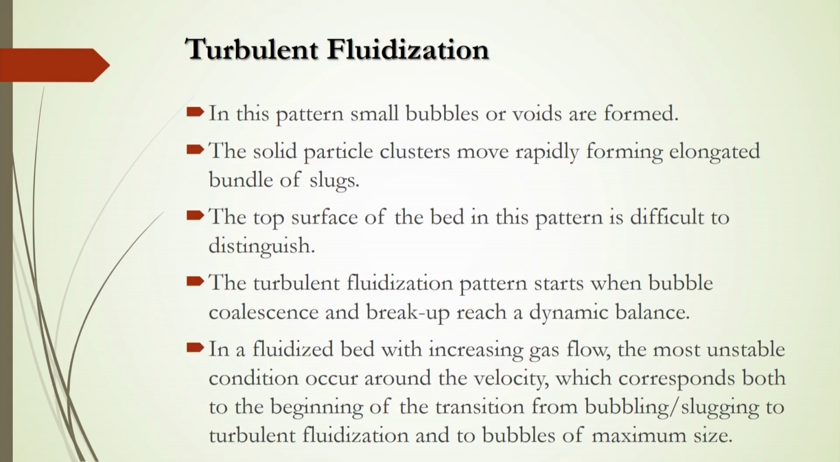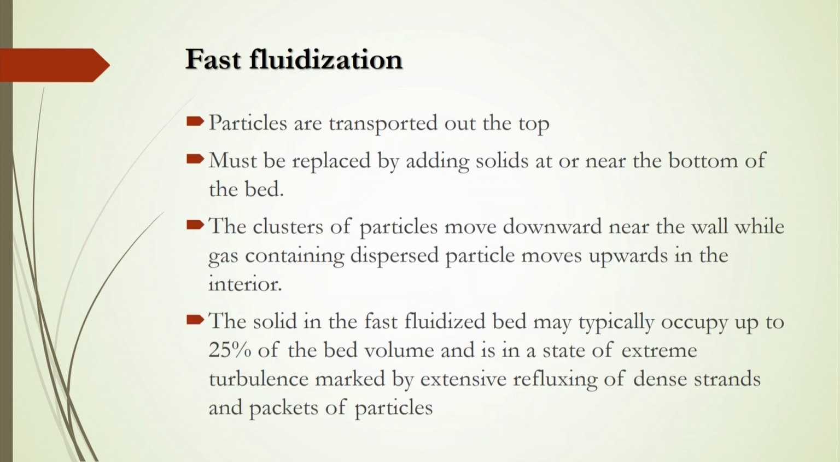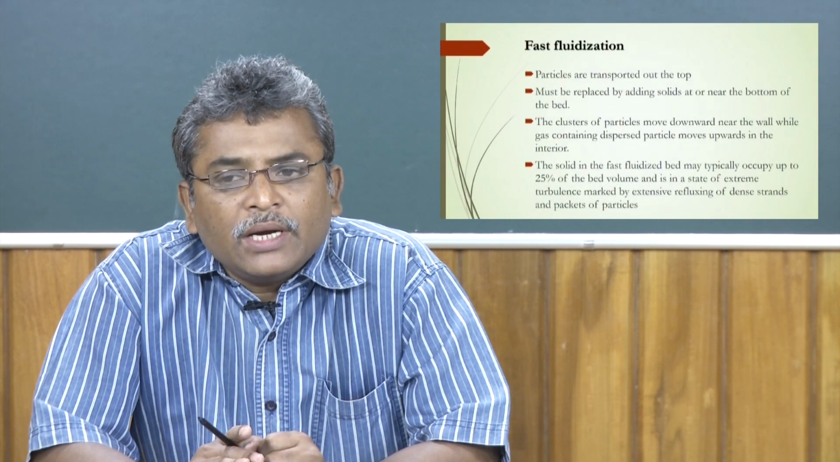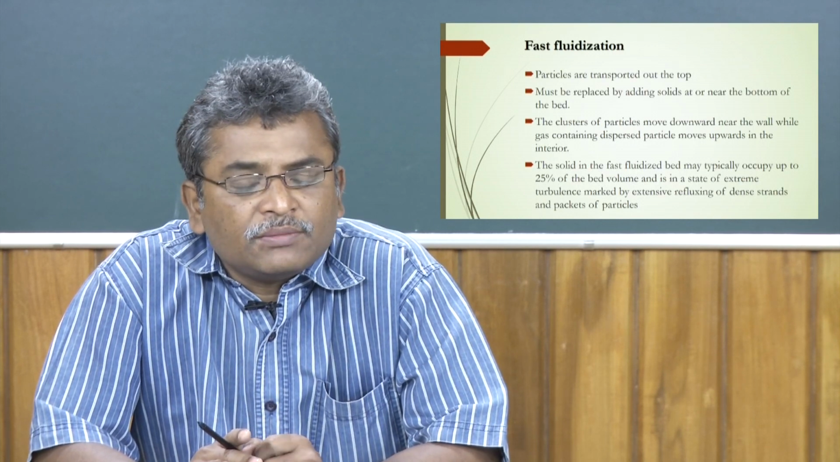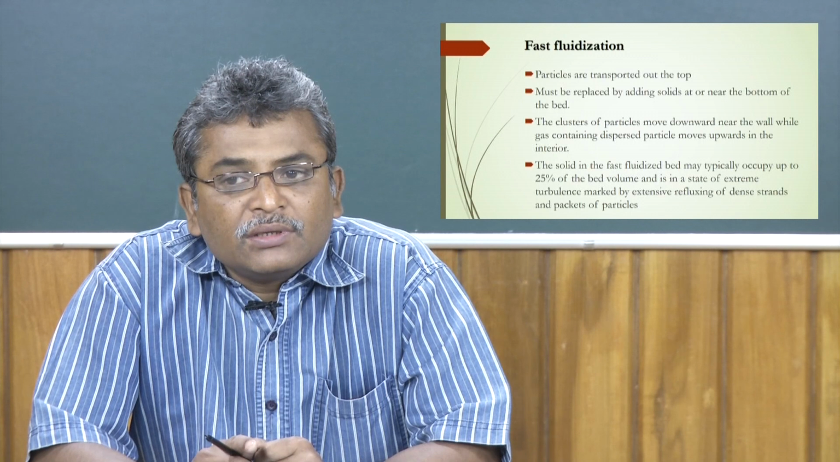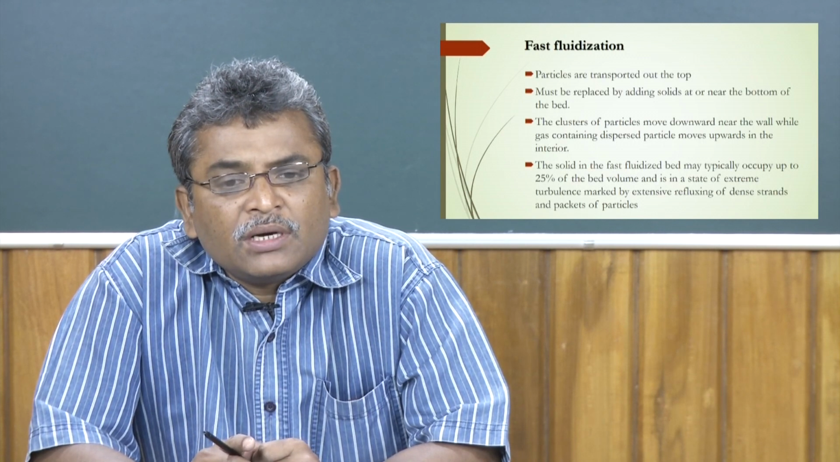And in a fluidized bed with increasing gas flow, in this case the most unstable condition will occur, and of course, this corresponds both to the beginning of the transition from bubbling and slugging to turbulent fluidization and to bubbles of maximum size. Next is fast fluidization, in this case particles are transported out the top. Of course, the gas velocity will be so high, at least 20 times the terminal velocity of the particles there.